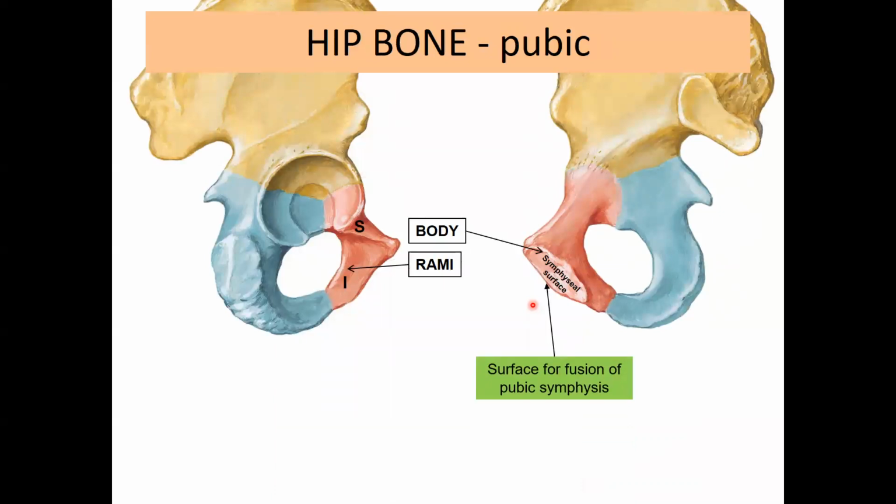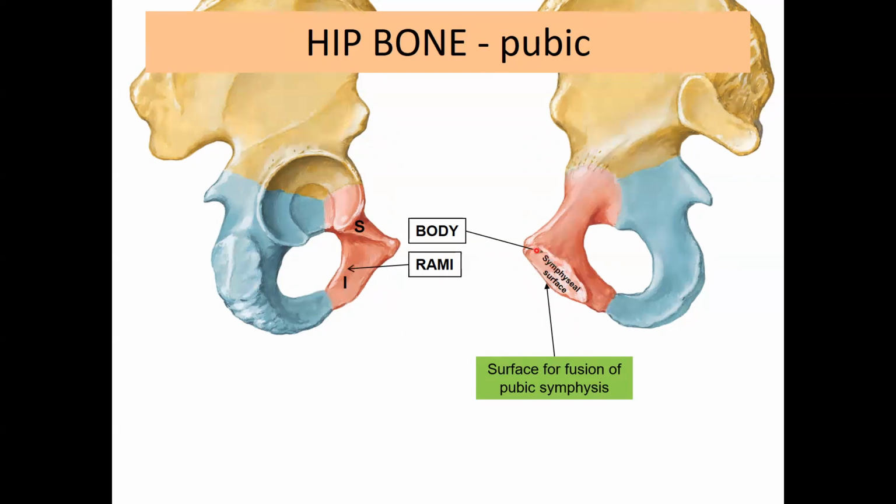Again, this is the pubis, the third bone that forms the hip bone. It has the body here. The body is part of the acetabulum, and also the rami. Why do we call it rami? Because it has superior and inferior rami of the pubic bone. If it is one, it's ramus. If it is two, then it is rami. So superior and inferior rami of the pubic bone.